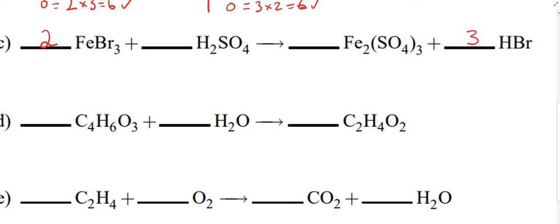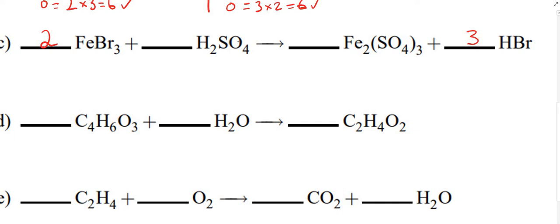Now you can balance the individual atoms. You can balance the S's and then the O's. But in this case, because I know that that's a sulfate and I know that that's a sulfate, I'm going to balance these as sulfate ions rather than individual atoms. That just makes it easier for me.